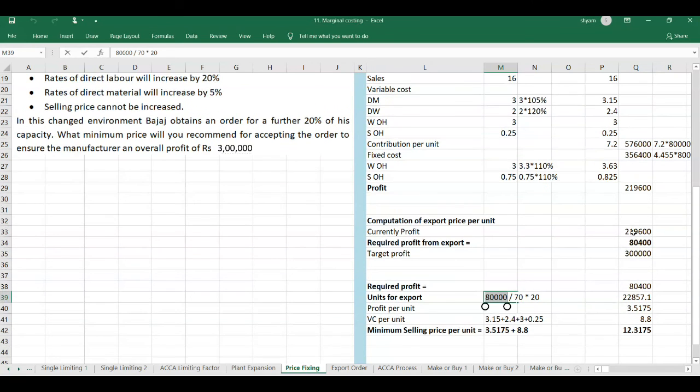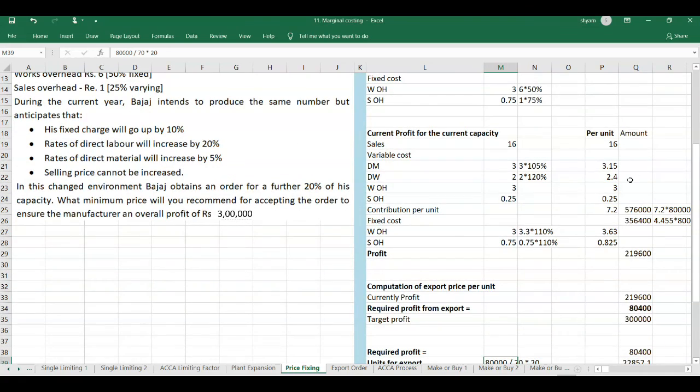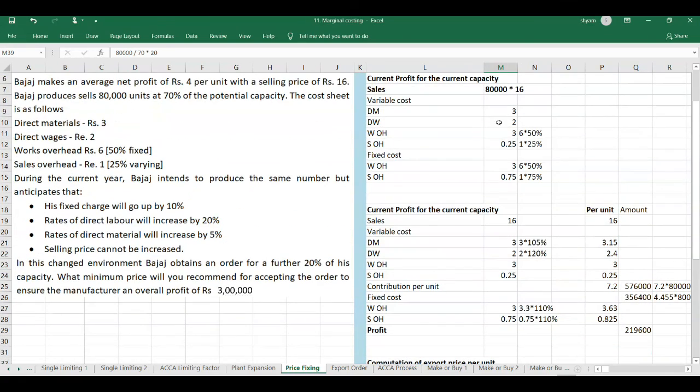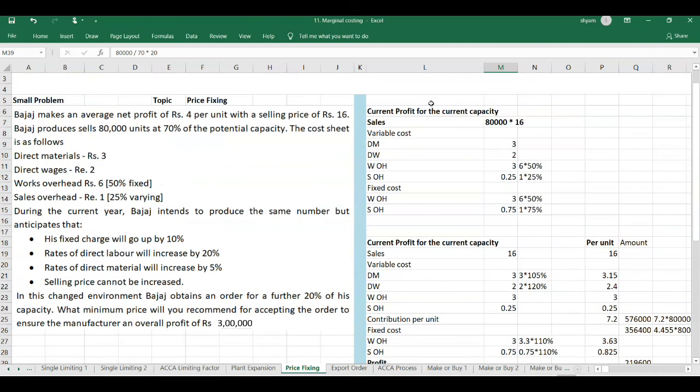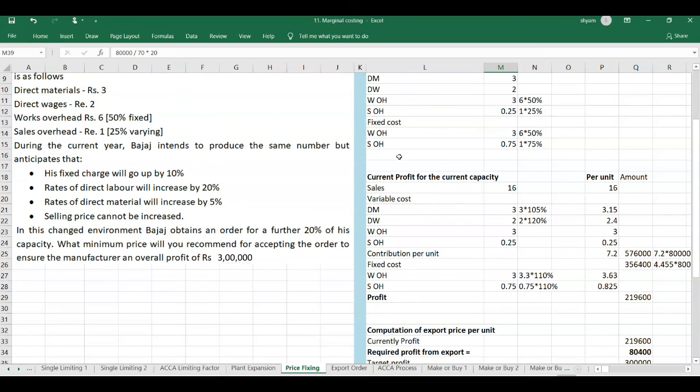How did we find out the current profit? We have tried to estimate it. We already have some cost, and that cost is going to increase. So we can't say it is current profit; we can say it's an expected profit. So it's the expected profit for the current capacity. So this also is expected profit, not current profit.